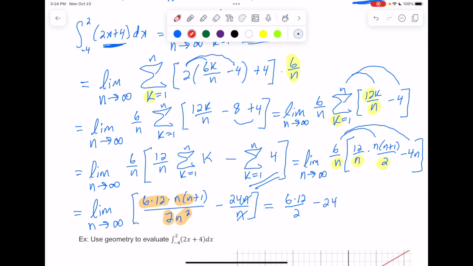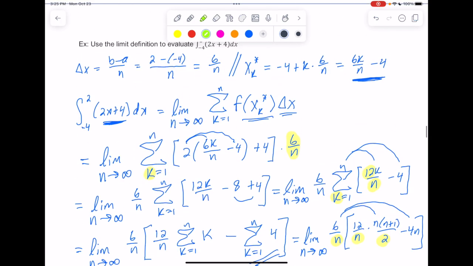Doing a little bit more reducing, this 2 goes into that 6 3 times, so we end up with 3 times 12, which is 36, minus 24, which is 12. So the claim is the answer to that definite integral is 12. But it's a pretty messy process.